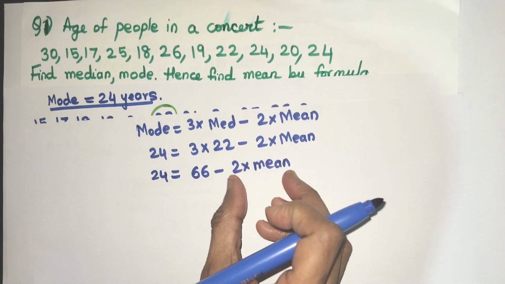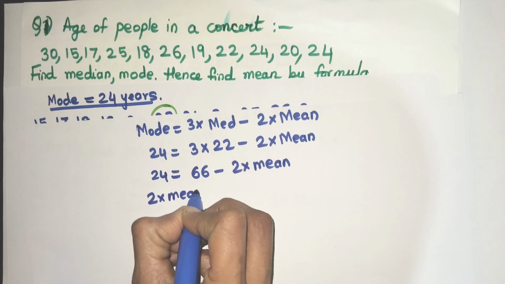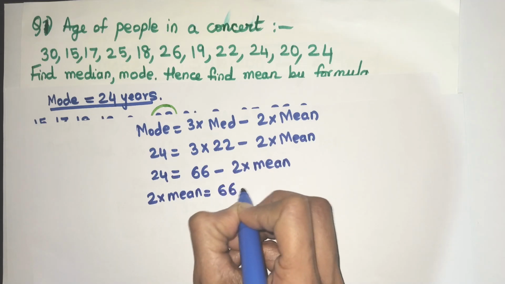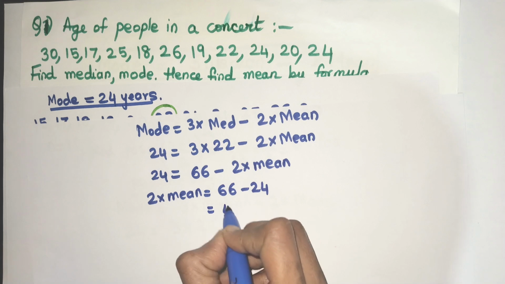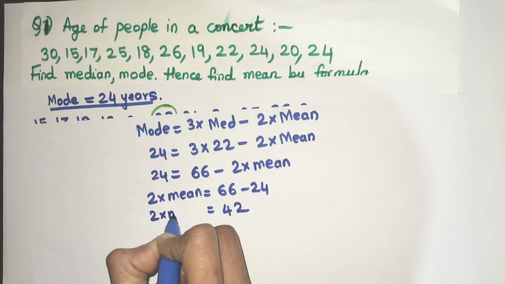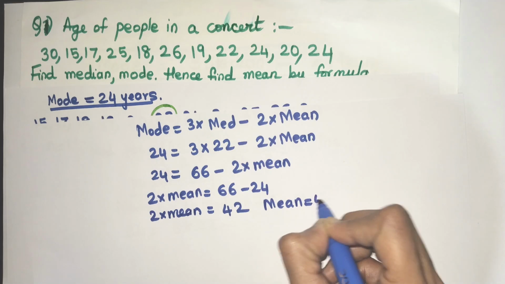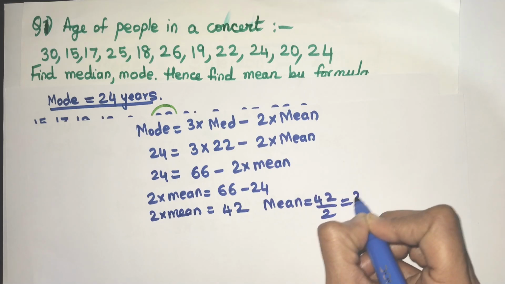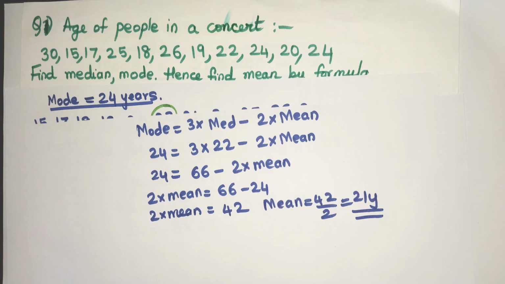So let me bring this whole term over there. So I will get 66 minus 24. 66 minus 24 is 42. This is 2 times the mean. So what is my mean value? 42 divided by 2, which is 21, friends. So the mean of this data is 21 years. This we got using the empirical formula.